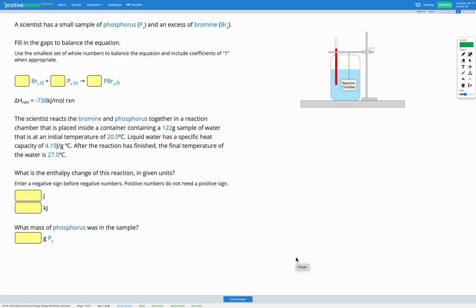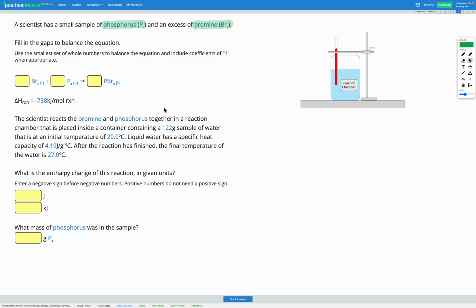In this skill, we're going to be combining calorimetry from the previous unit with the enthalpy change of reaction and stoichiometry from this unit. In this question, we have a small sample of phosphorus, P4, and an excess of bromine, Br2. Our first step is to balance the equation.